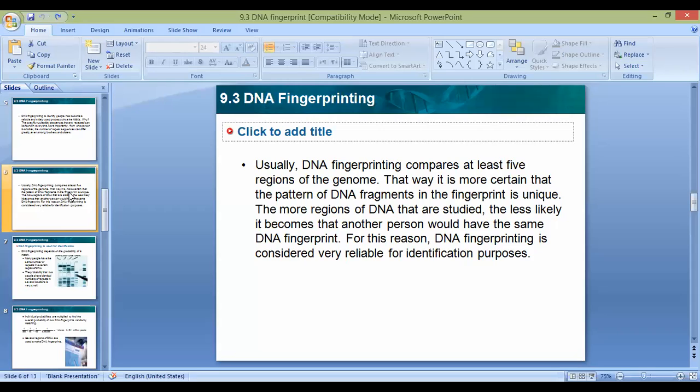The more regions of DNA that are studied, the less likely it becomes that another person would have the same DNA fingerprinting. We reduced the probability that the fingerprints are the same. That's why DNA fingerprinting is considered very reliable for identification, because it's impossible to find the same number of repeats at the same location.